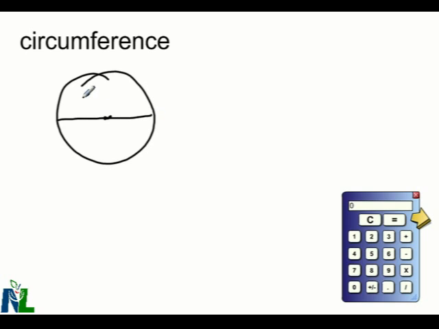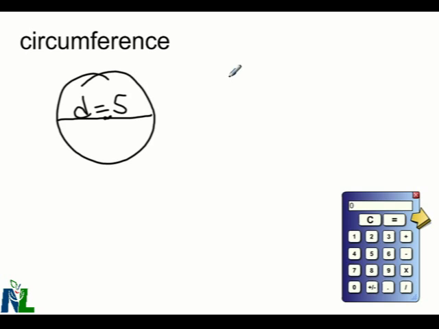Okay, so we're going to take a look now at how to find the circumference of a circle, and we're going to need to have some information given to us in order to find that. So if we have a circle like this one, and we are given the diameter, and say for example the diameter is 5 centimeters.